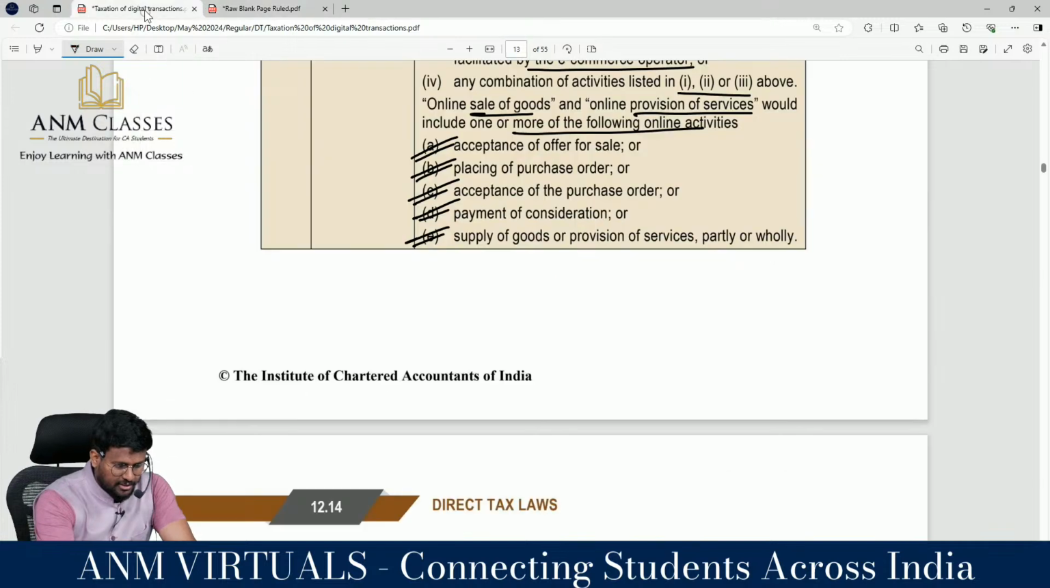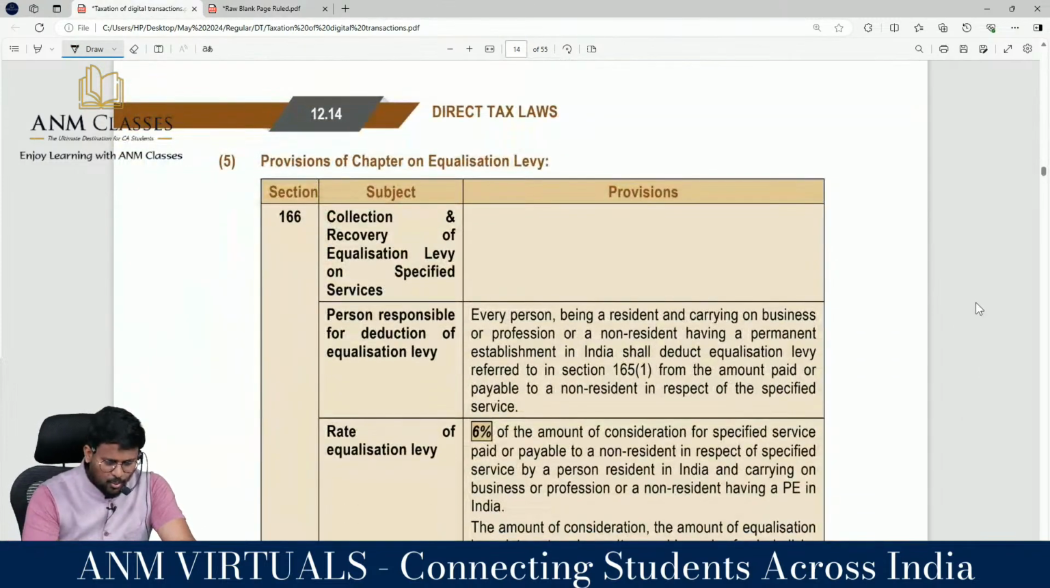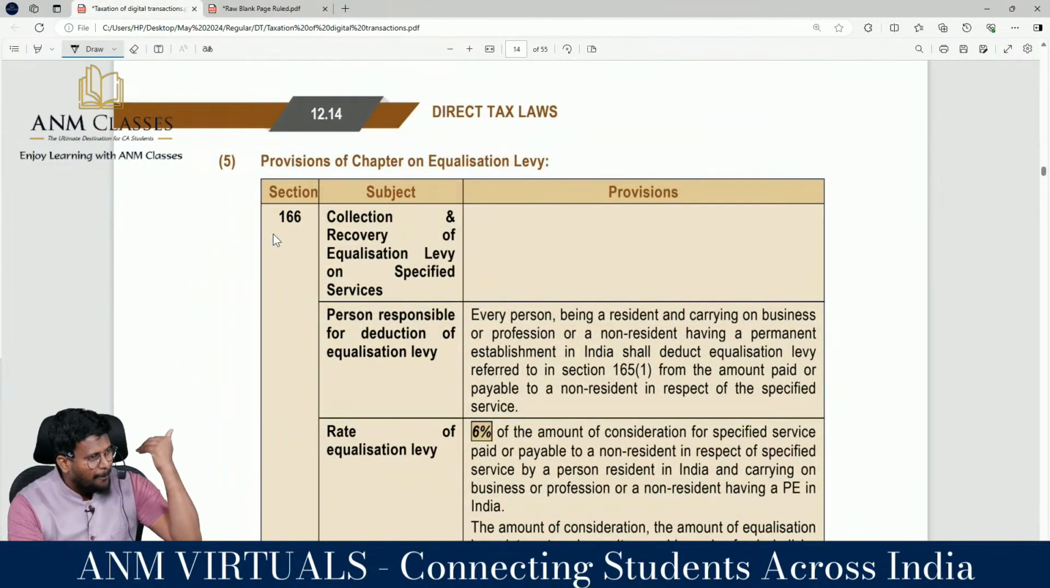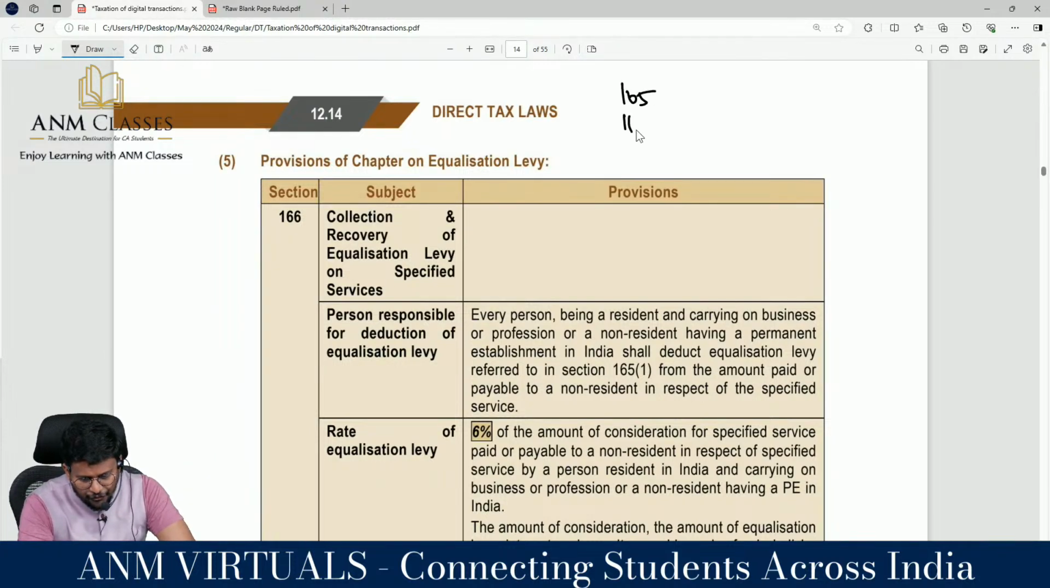Equalization levy is liable to be deducted. Right? So the applicability of 165 and 165A comes to one.